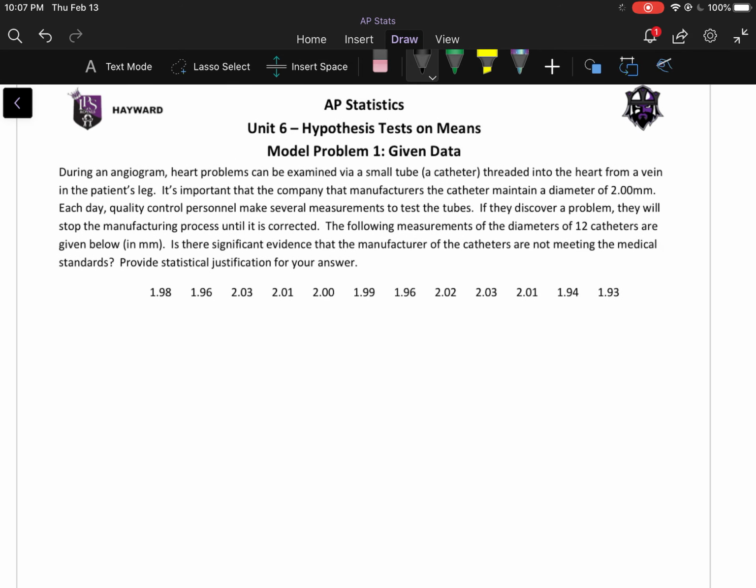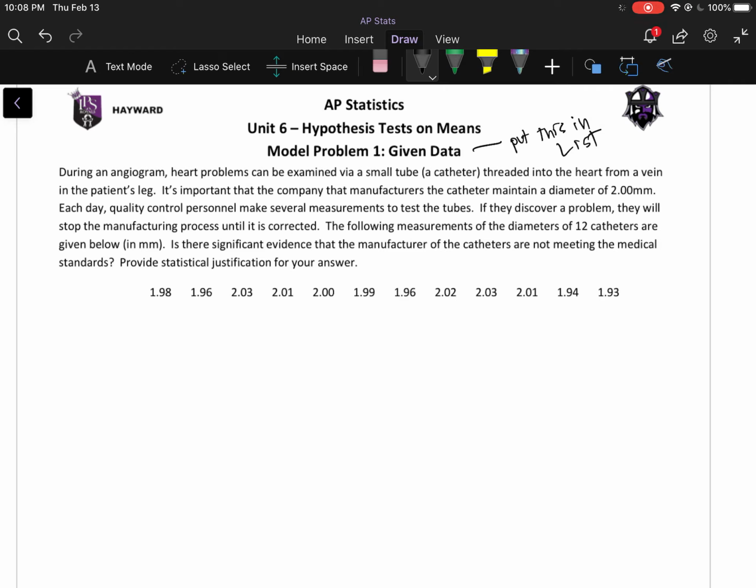So model problem number 1, this is when you're given data. When you're given data, you can put this in a list, and when you do your one mean t-test, you can select data and insert the list, or you can do the one var stat like we did in class, to figure out what the sample mean is and what the sample standard deviation is.